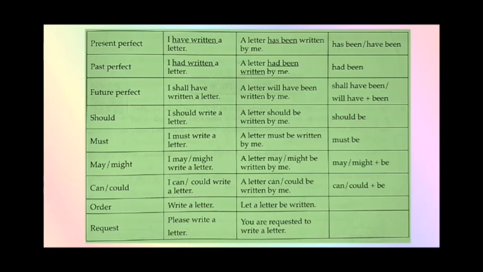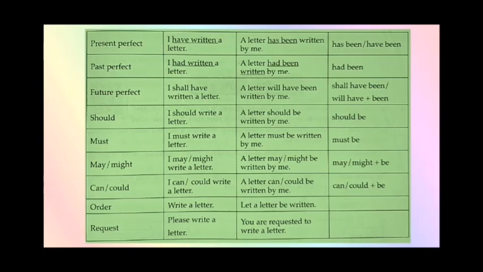Future perfect tense. I shall have written a letter. So here we have: a letter will have been written by me. Okay, you have will have been. So the auxiliary verb used is shall have been or will have been.